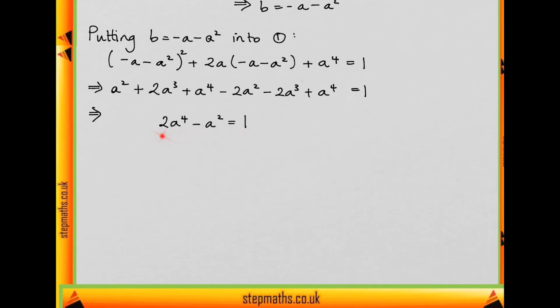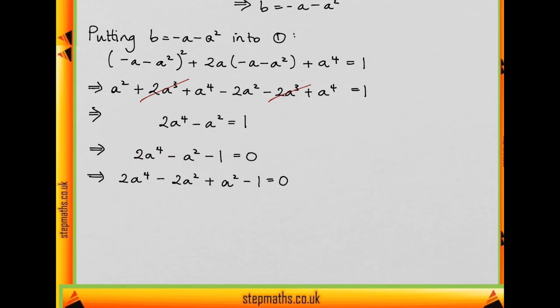We eventually get down to 2a to the 4 minus a squared equals 1. So noticing that these a cubes cancel and having the a squared minus 2a squared. So let me rewrite this. What we have now is basically a quadratic in a squared. And if I rewrite this minus a squared as minus 2a squared plus a squared, then we can see that actually this factorizes exactly.